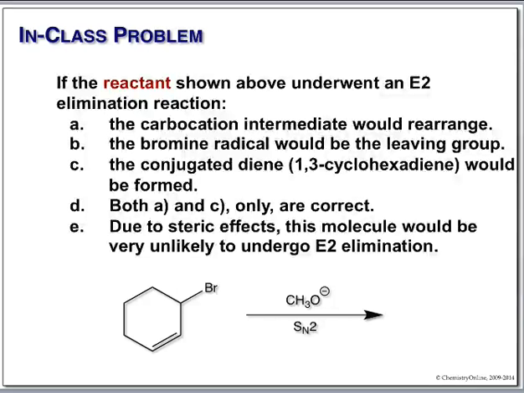If we did an E2 elimination here, would the carbocation intermediate rearrange? No, of course not. There is no carbocation in an E2. Bromine radical would be the leaving group. Well, that's silly. Bromine radicals don't leave. The conjugated diene, that is 1,3-cyclohexadiene, would be formed. So we're going to eliminate across here. That's right. The other two aren't. This is our best answer.